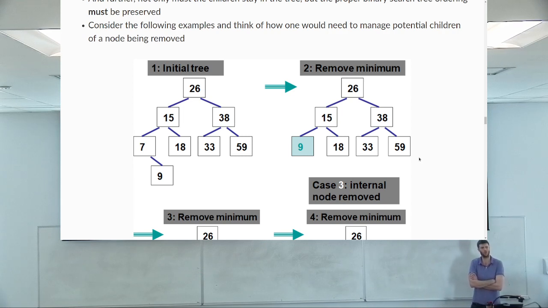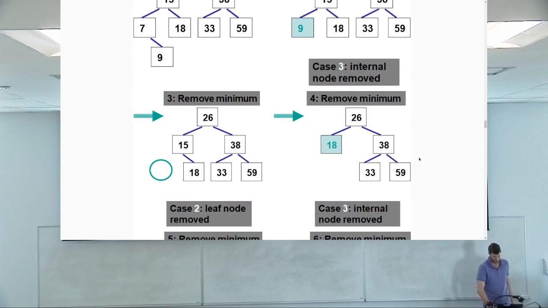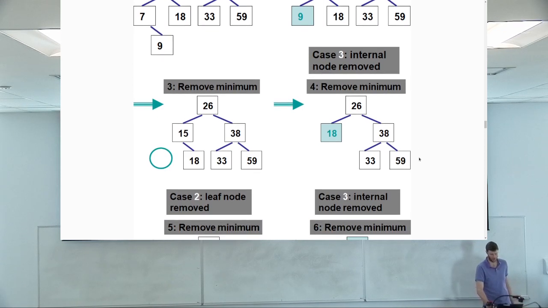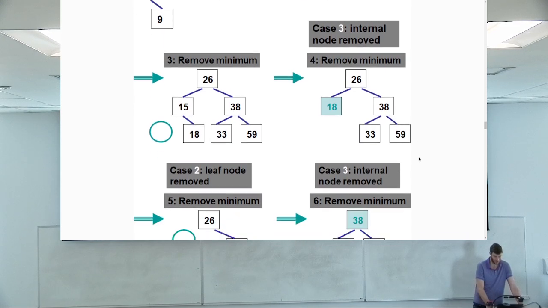So if we wanted to remove the minimum, we'd have to be careful about knowing, okay, I guess all we really have to do is, if it's a leaf node, whatever, otherwise, replace the node that was removed with its right subtree. And that'll always work, I guess. Remove 9, it's fine. If you remove 15, we'll replace with its right subtree. If you remove 18, it's fine.